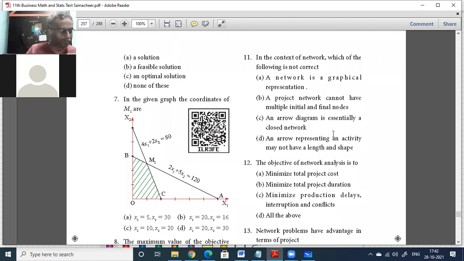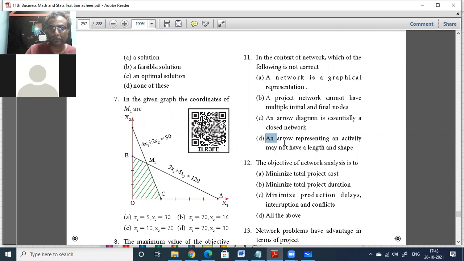Okay, let us do 11th sum. In the context of network, which of the following is not correct? A network is a graphical representation. That's correct. A project network cannot have multiple initial and final nodes. That's also correct. An arrow diagram is essentially a closed network. I think that's also correct.